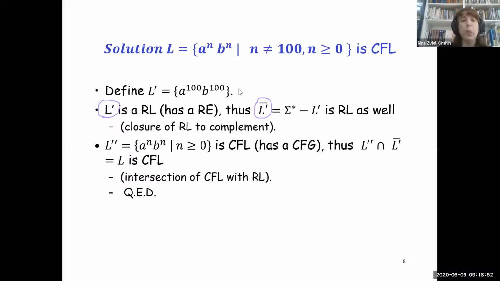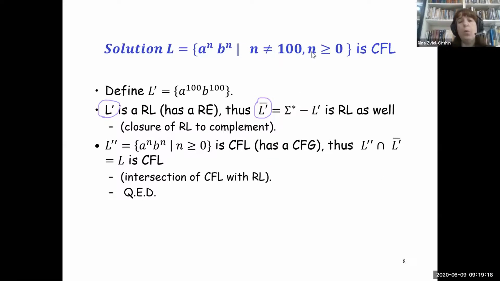Next operation, we will define a new language, L two cap, as the language A in power of n, B in power of n, n greater or equal to 0. We showed during the lecture that this language is context-free. You can produce the number of A's equal to the number of B's.